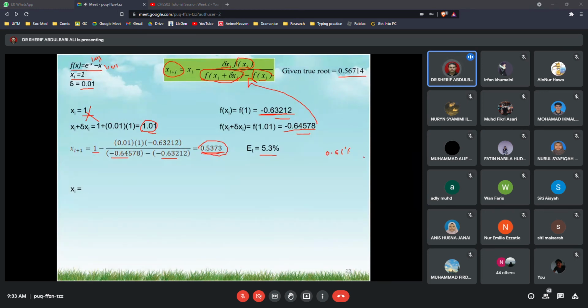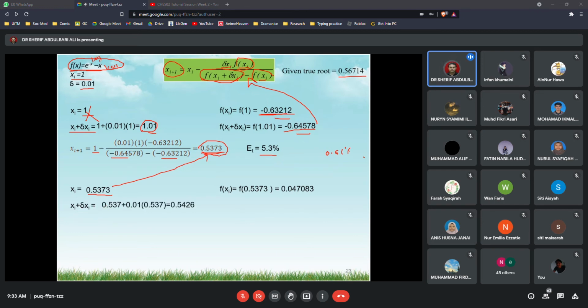X will be equal to 0.5373. It's taken from this value here. So I need to find the function of x equal to 0.537, so I will put this value inside my function here. So the answer is 0.047. So now again, I need to find this point, x plus the constant number times x, which is 0.537 plus 0.01, the constant number, times 0.537.